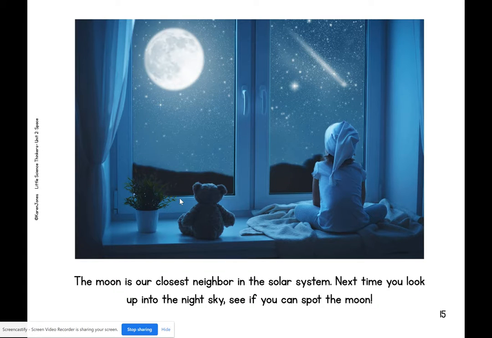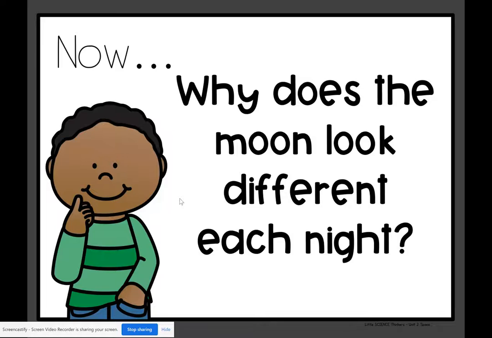The moon is our closest neighbor in the solar system. Next time you look up into the sky, see if you can spot the moon. Why does the moon look different each night?